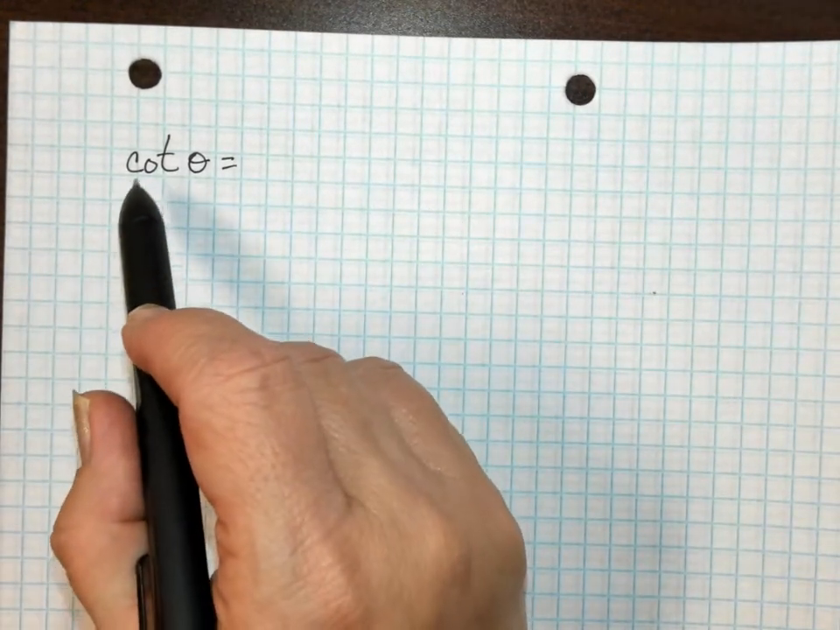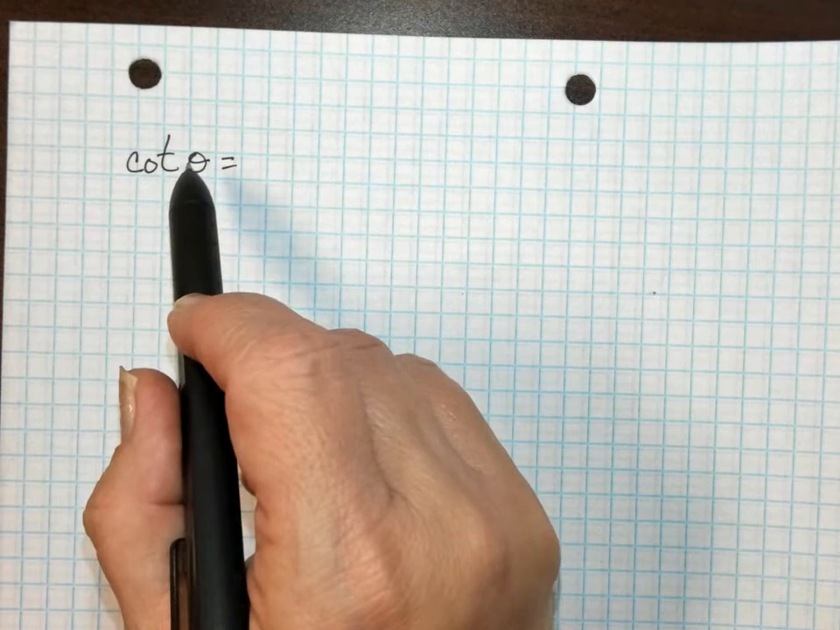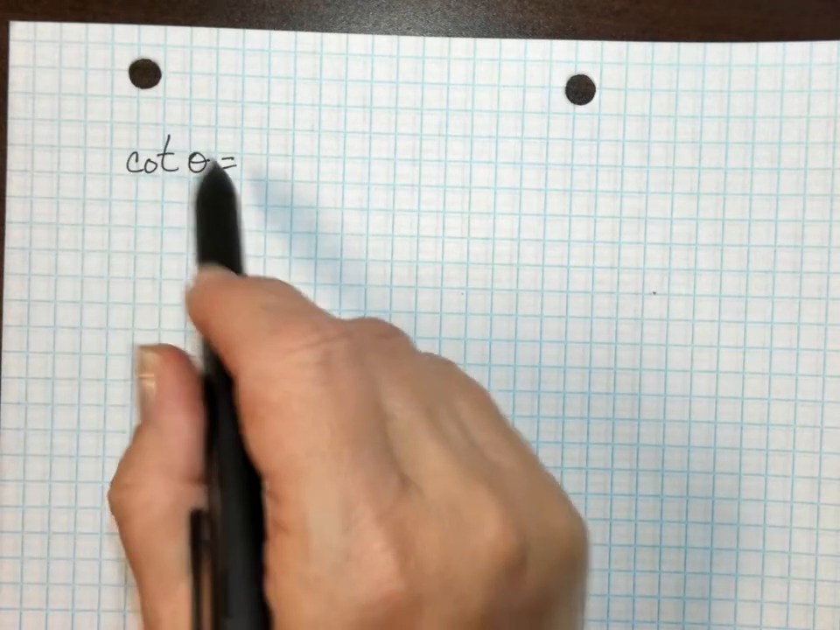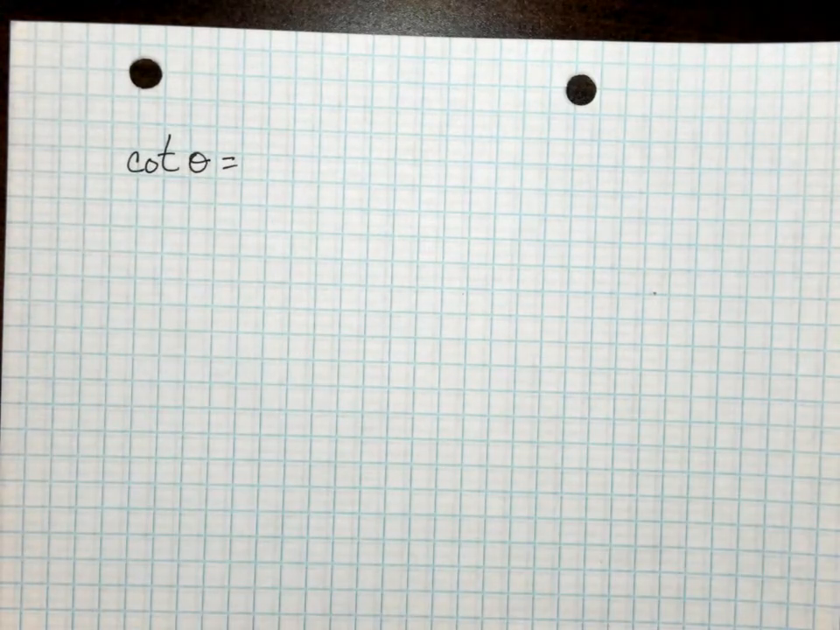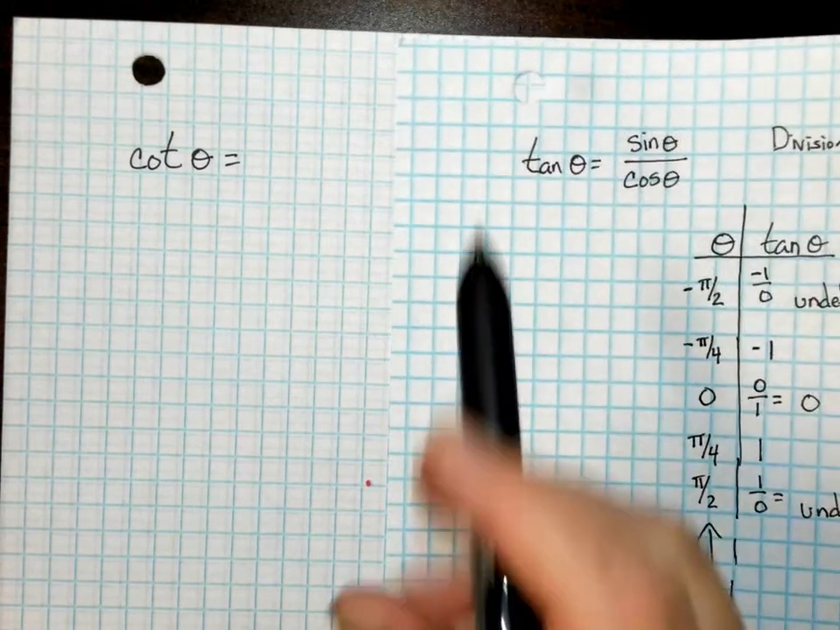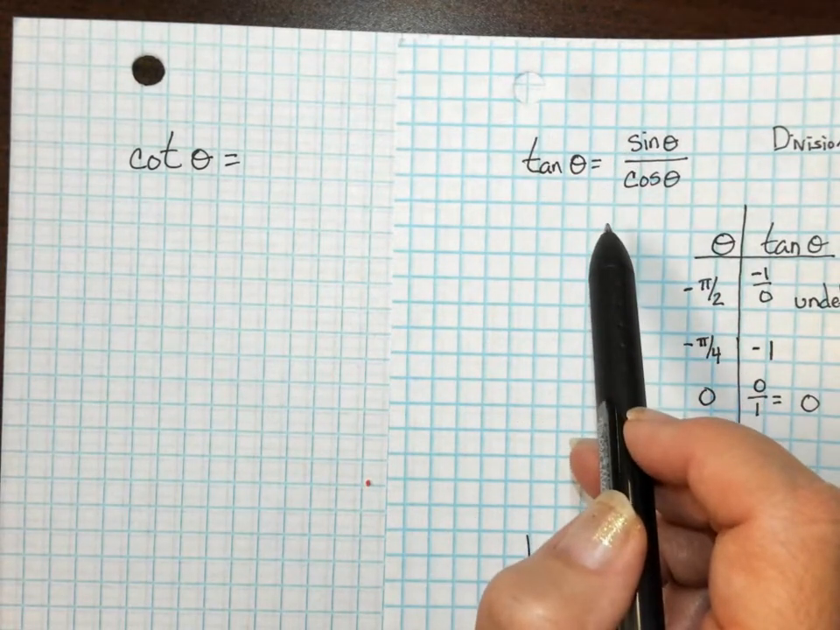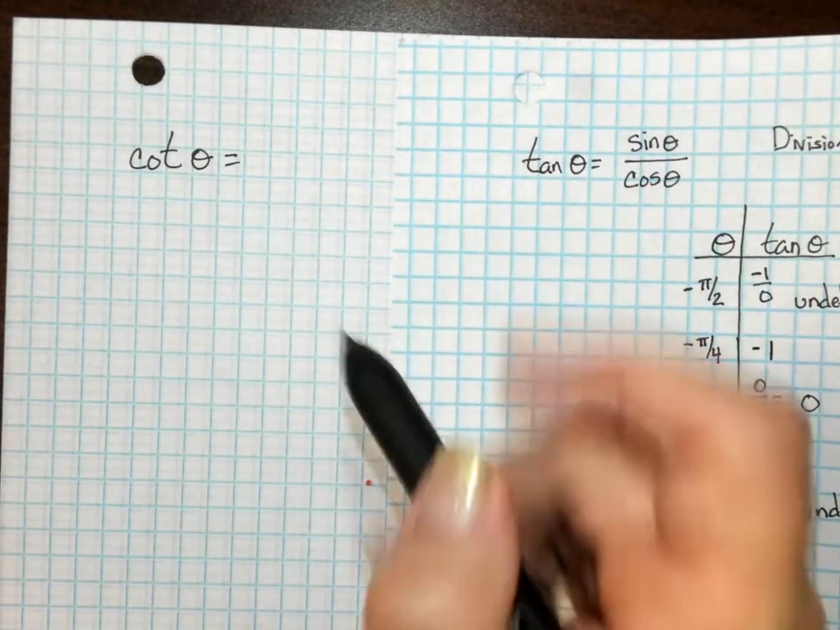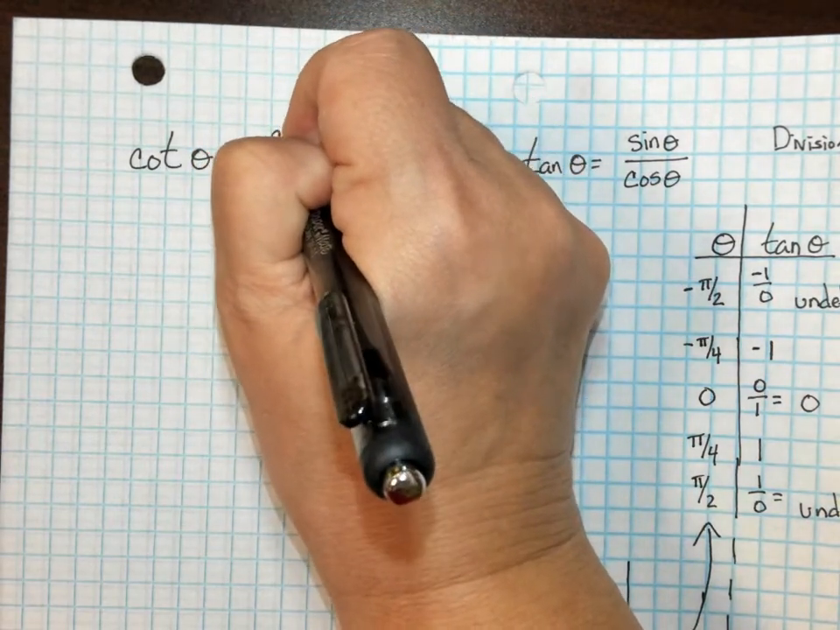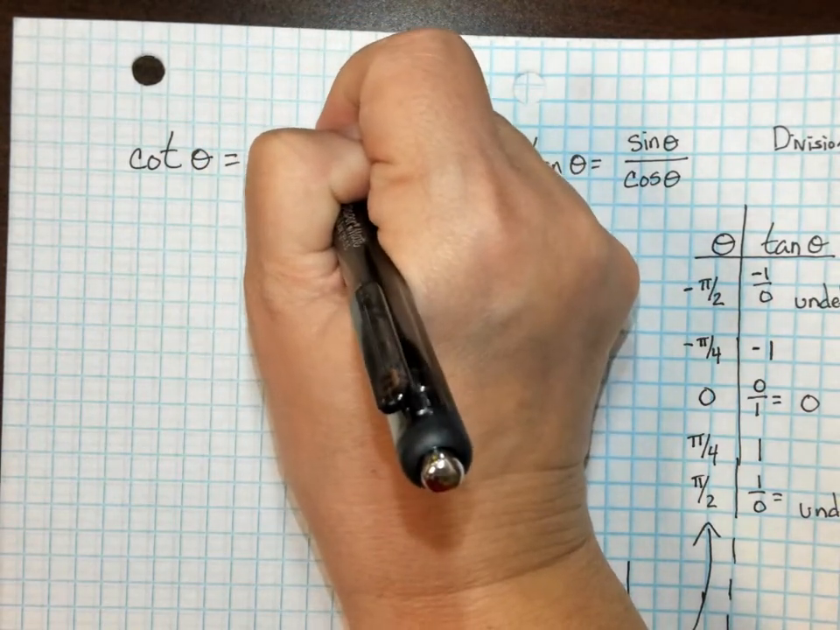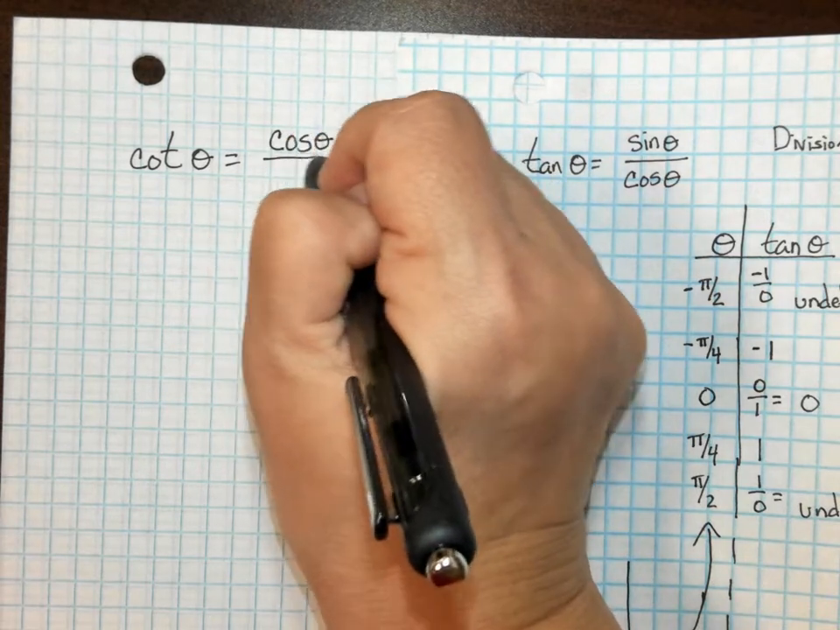All right, so the cotangent of theta is the reciprocal of tangent, right? So if tangent is sine over cosine, cotangent is the reciprocal, cosine over sine.